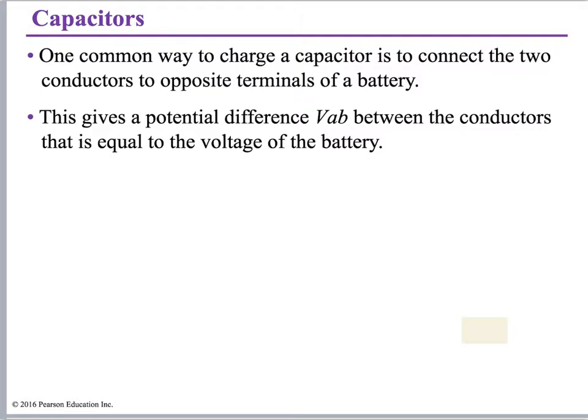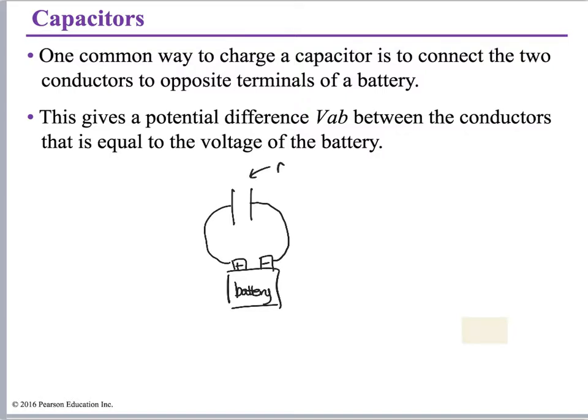So one of the ways that we can charge a capacitor is that we can take the two conductors and connect them to a battery. So if we imagine a battery, and it has two terminals, a positive terminal and a negative terminal. We're going to draw this in a way that we never will in a real circuit diagram, just to give you a visual for what we're talking about here.